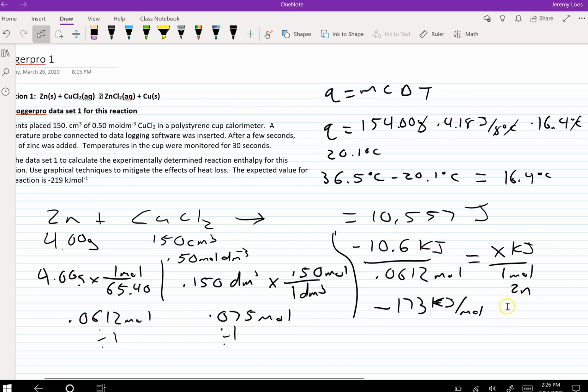I know it was a lot, but that was all we really needed to do for that first one, which is just come up with the experimentally determined delta H of the reaction. We came up with negative 173. So let's take a look at the second one.